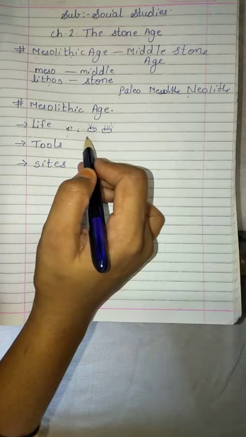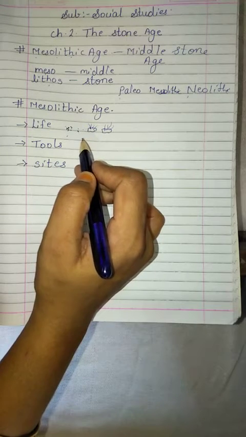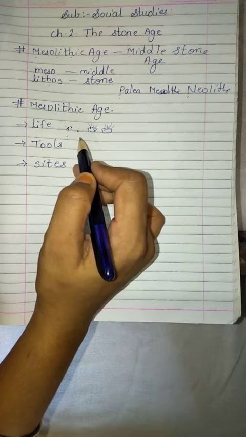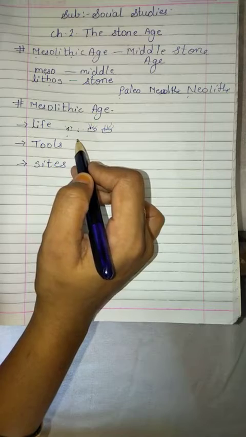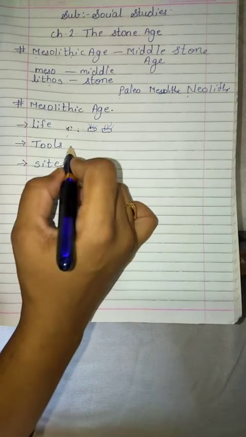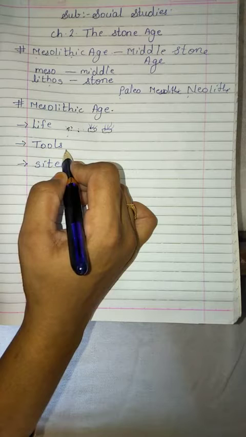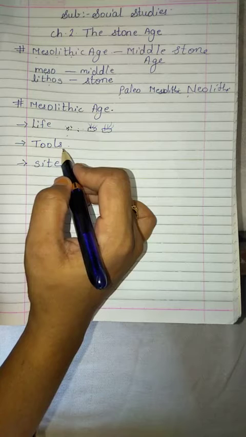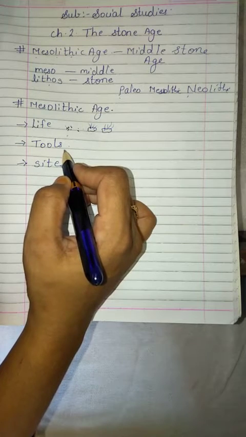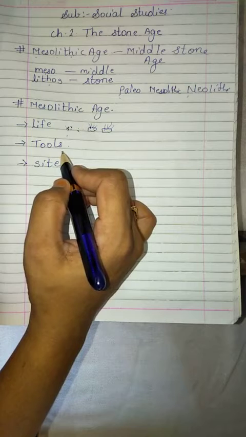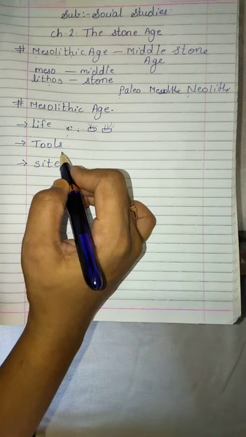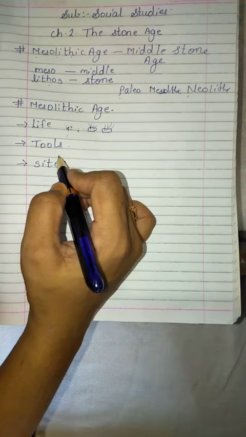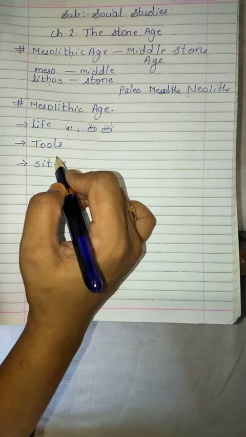In the Mesolithic age, the tools and weapons were also much more advanced as compared to the Paleolithic age. Now we will see about the tools. What kind of tools were found in the Mesolithic age? In the Paleolithic age, the tools were made of stone. Here also the tools were made of stone, but there was a change in the tools.